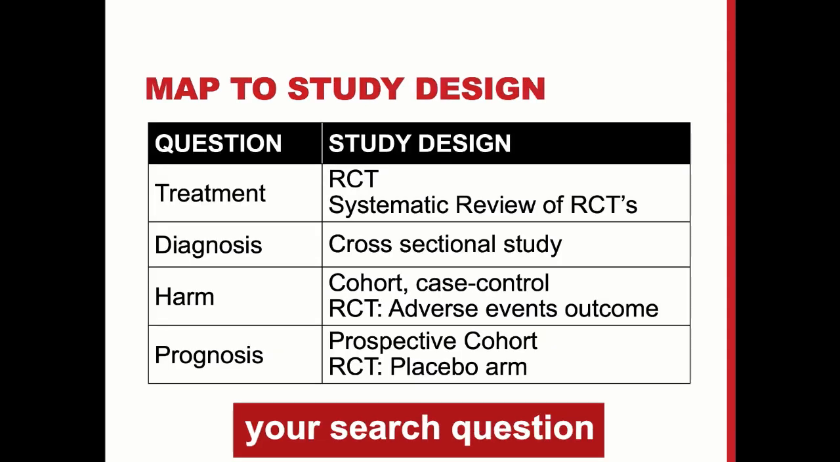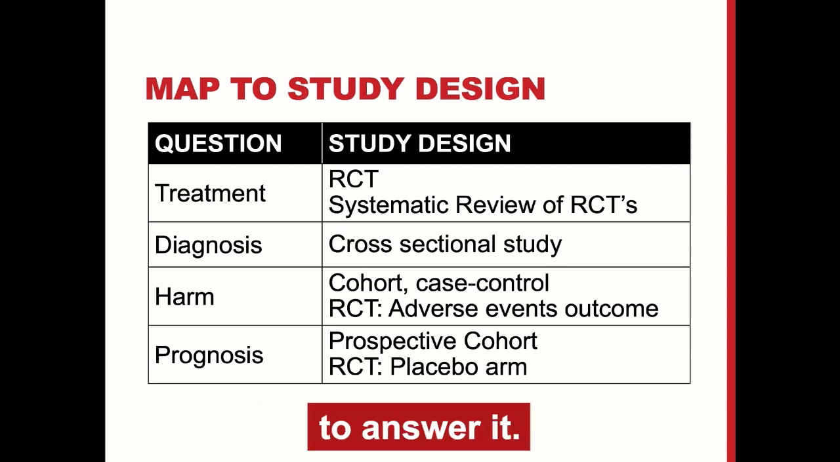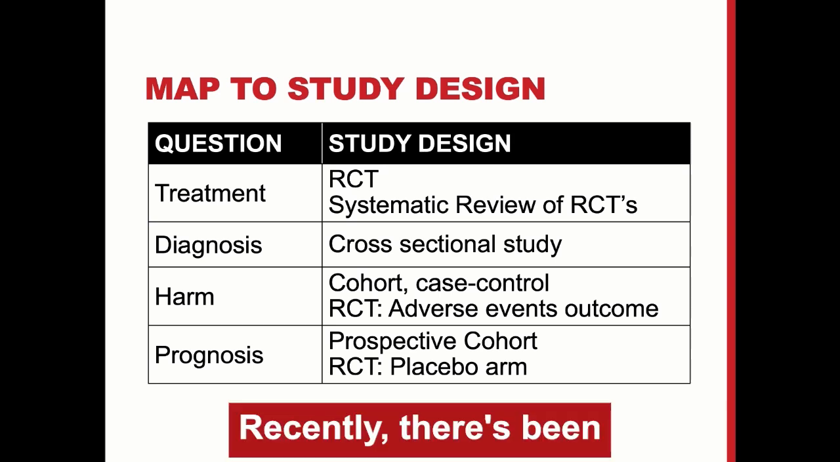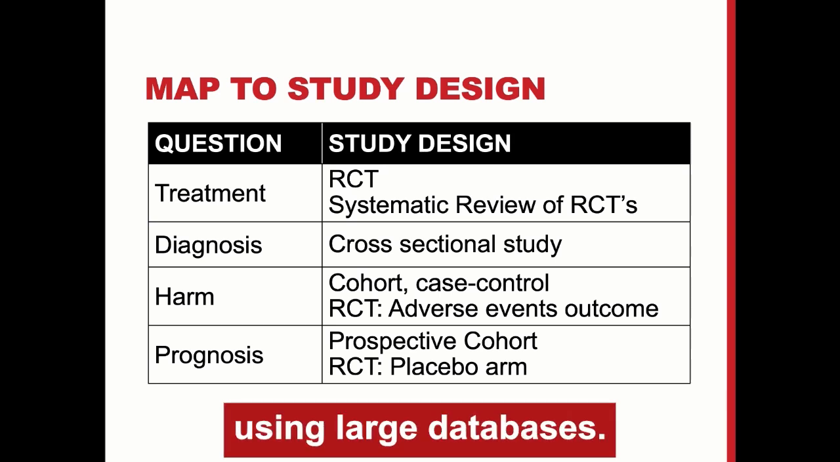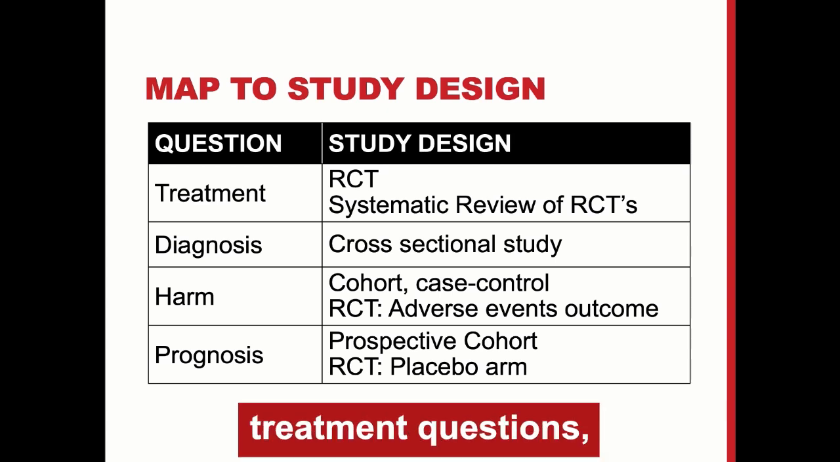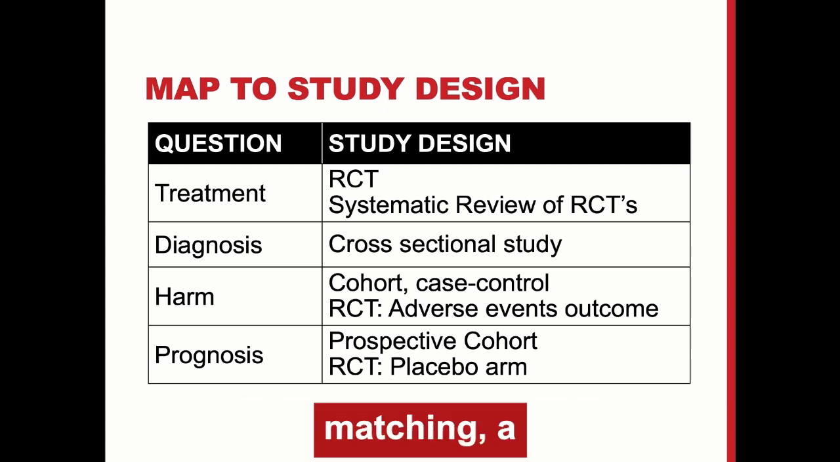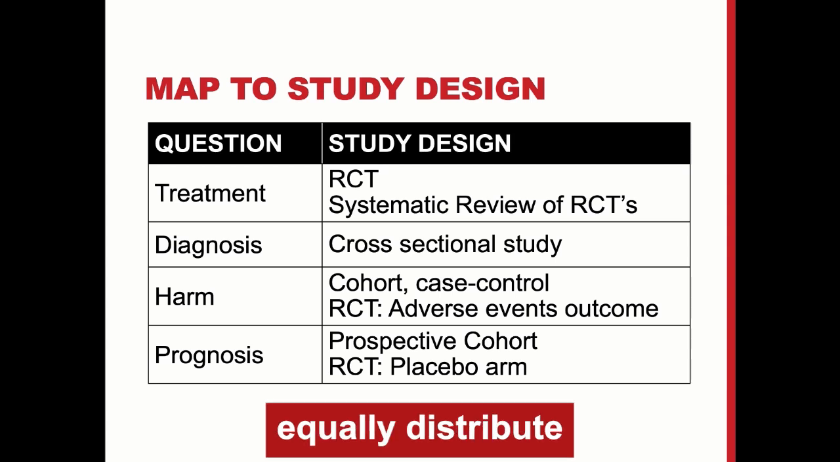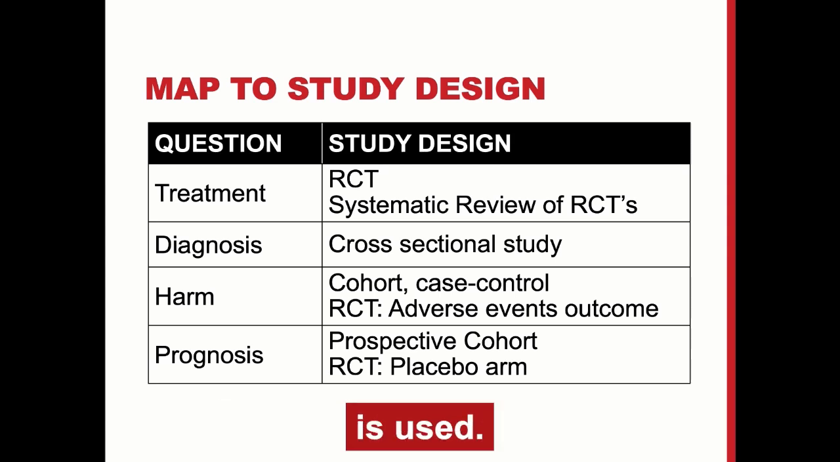You can map your search question to the study design most likely to be used to answer it. The rapid intravenous rehydration with dextrose question is a treatment question and would best be answered by a randomized clinical trial or a systematic review of randomized clinical trials. Recently, there has been an increase in studies using large databases. Cohort studies are increasingly being used to address treatment questions, particularly when propensity matching, a technique used to equally distribute potential confounding variables, is used.